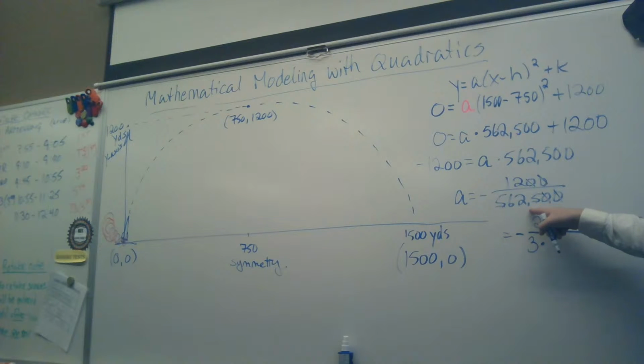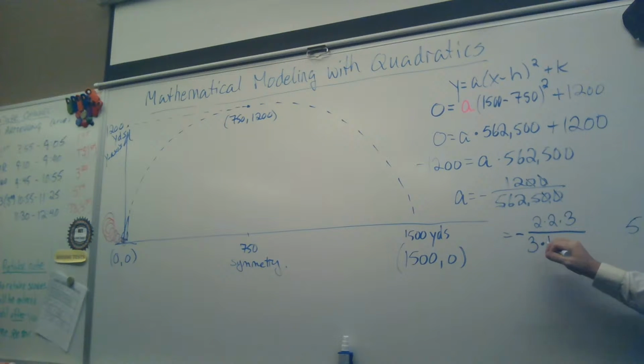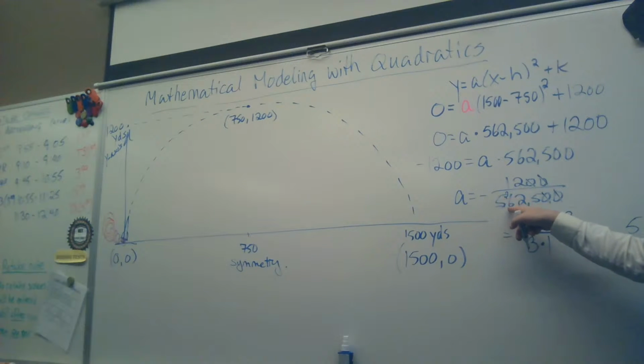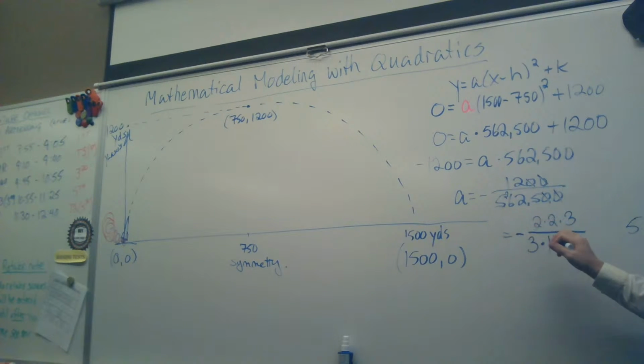3 goes into 5 once, remainder 2. 3 goes into 20 6 times, because I carried the remainder down. 3 goes into 26 8 times, remainder 2. 3 goes into 22 7 times, remainder 1. Notice I'm just carrying the remainder over to the next one. And 3 goes into 15 5 times. It's 3 times 1875.